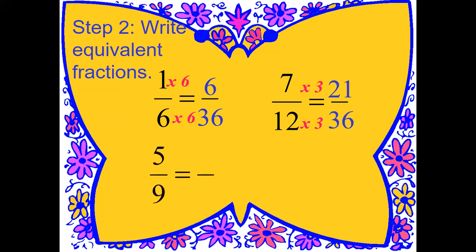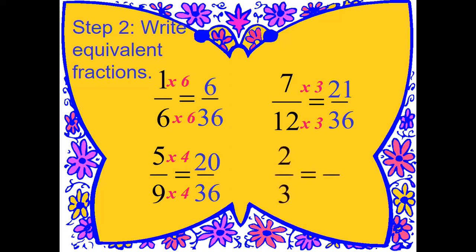Now we're going to make an equivalent fraction of the 5/9. All right, so 5 multiplied by 4 gives us 20. And I'm going to multiply 9 by 4 also because, again, the rule, anything you multiply your numerator by, you must also multiply your denominator by the same number. So 9 multiplied by 4 equals 36. So 20 over 36 is equivalent to 5 over 9.